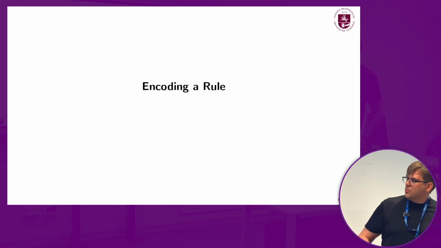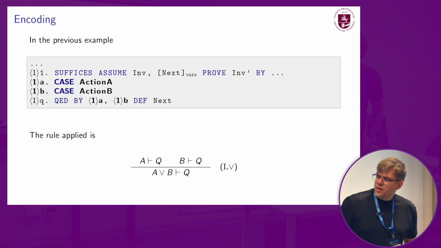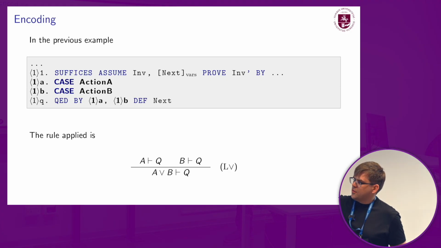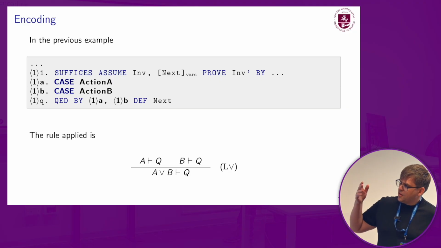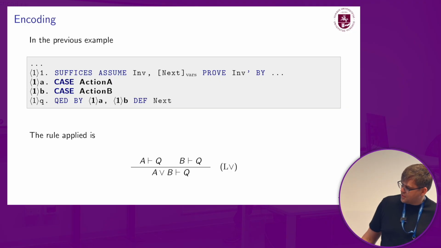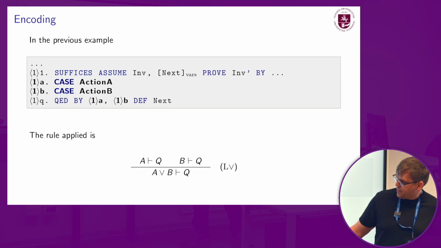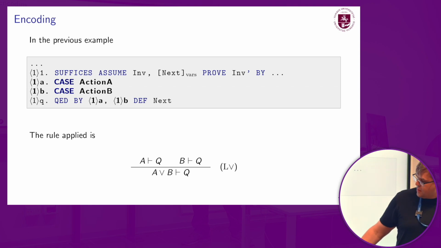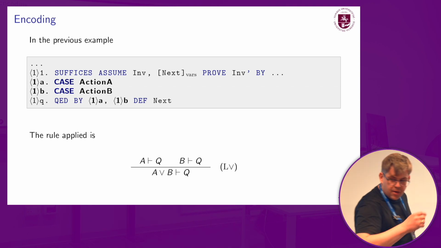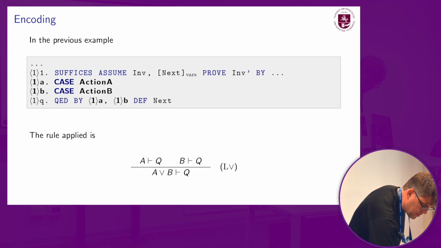So first of all, how can we encode such a rule and make that intuitive? In the previous example, the case split on the next step, the rule which actually guides this decision is the left rule of the disjunction. So if we have Q implied by A and Q follows from B, then Q follows from A or B. This way, we can look at that rule and try to encode it.